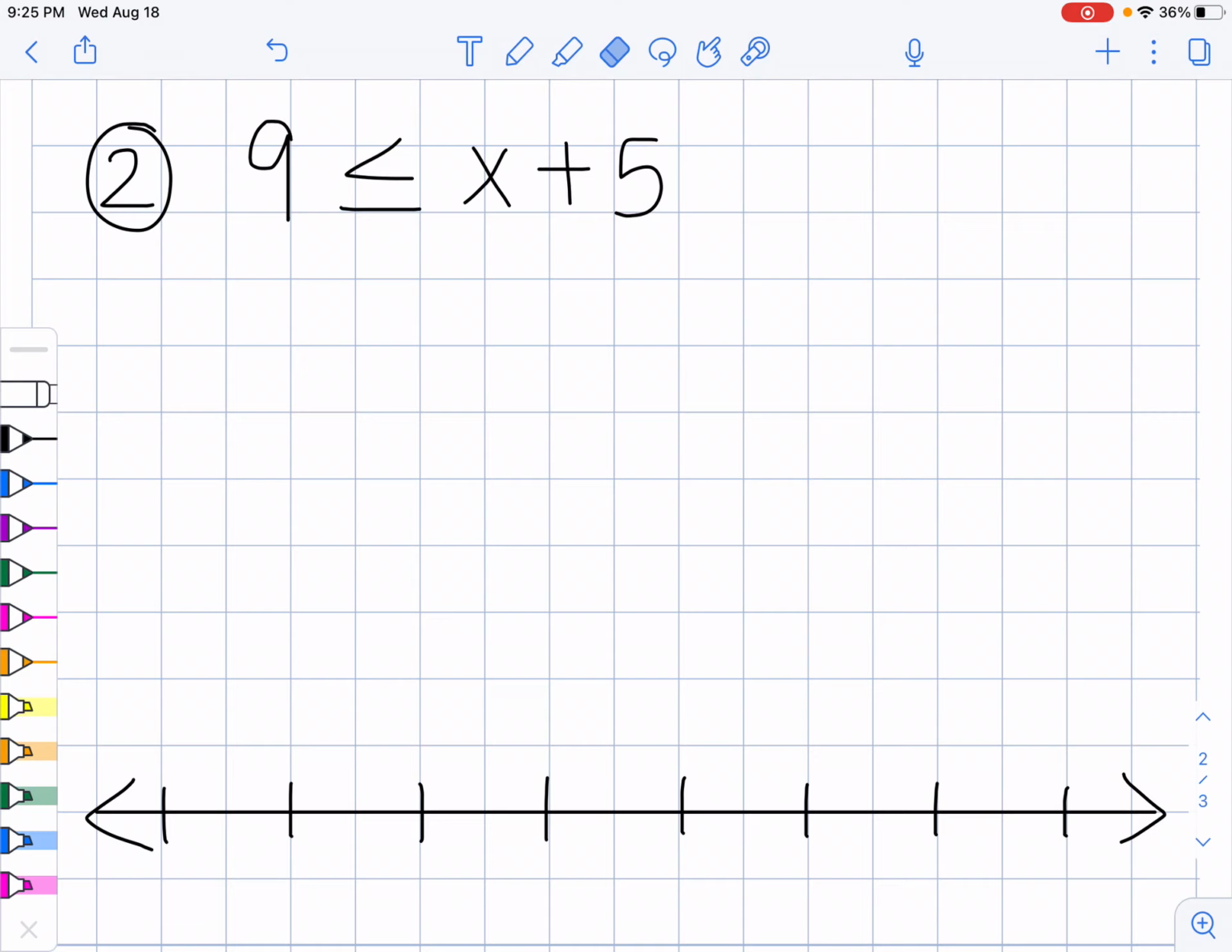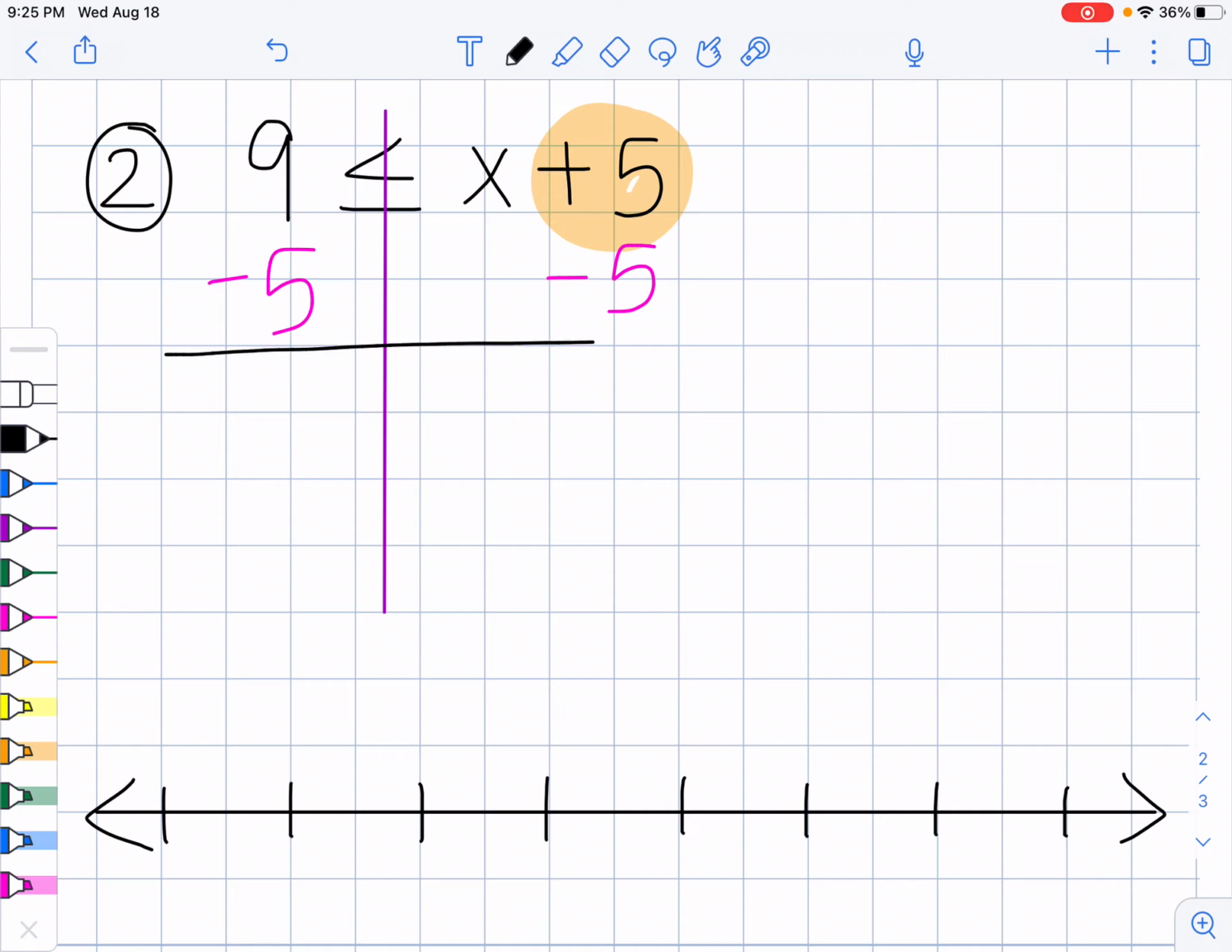All right, this says 9 is less than or equal to x plus 5. Okay, so we're going to go ahead and put our line down the middle so we can solve this. Whatever we do to one side, we're going to do to the other side. Now my variable happens to be on the right-hand side, so that means I have to move the number that's added or subtracted to my variable. So I have to move this positive 5. So I'm going to ask myself, what's the opposite of positive 5? Negative 5, bingo. So I'm going to subtract 5 from both sides. Now these 5's are going to go away. 9 minus 5 is equal to 4, less than or equal to x.